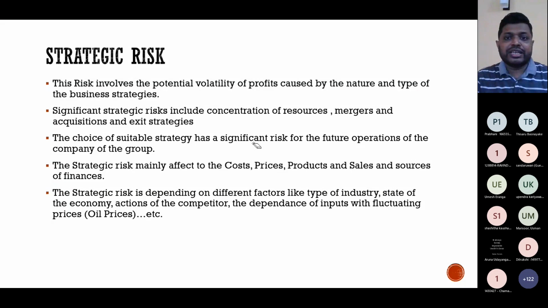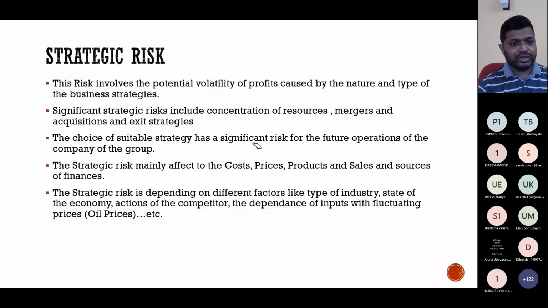Significant strategic risks include concentration of resources, mergers and acquisitions, and exit strategies. Recently, have you seen some mergers happen? I can't remember the exact name, but LOLC Finance merged its operations with another finance company. The choice of a suitable strategy carries significant risk for the future operation of the company and the group. That means this company, CHL, is also a group, with subsidiaries, and future decisions will directly affect the company's resources, profitability, and future direction.